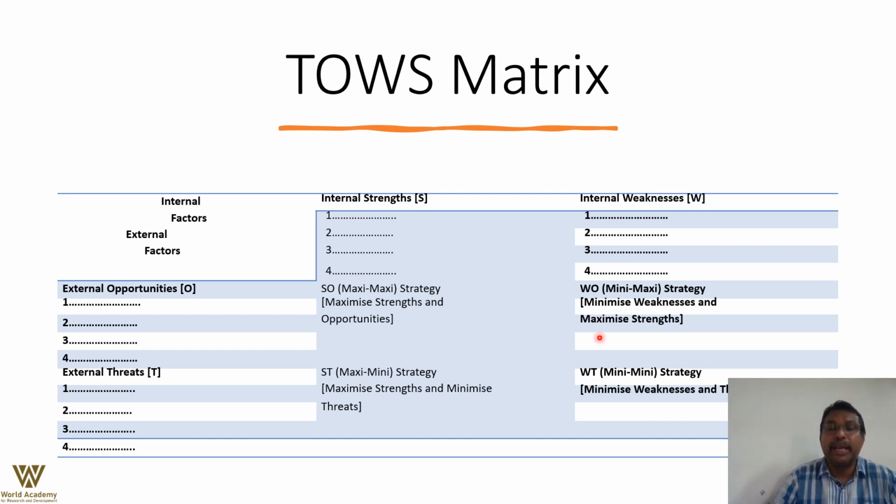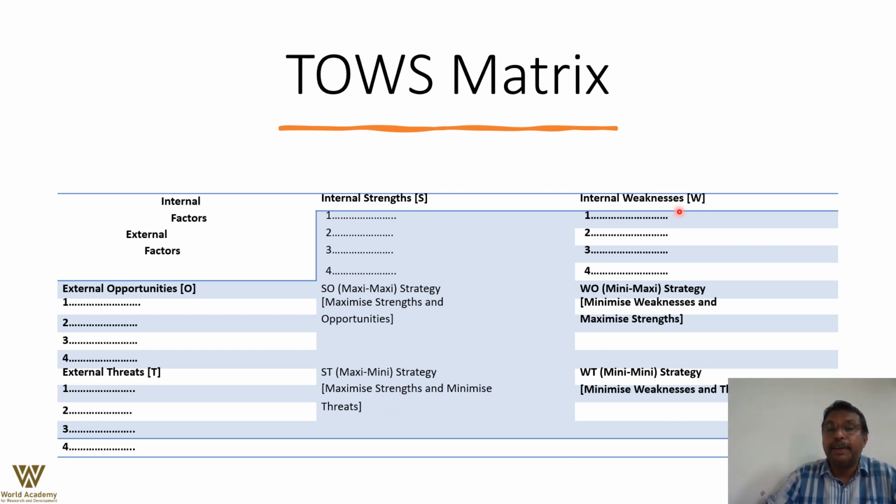Remember, on the x-axis is your internal strengths and weaknesses. On the y-axis is your external opportunities and threats. And based upon it, we have S and O, S and T, W and O, and W and T. SO is maxi-maxi, a win-win situation, a strategy maximizer. ST would be maxi-mini: strategies that maximize strength and minimize threats.